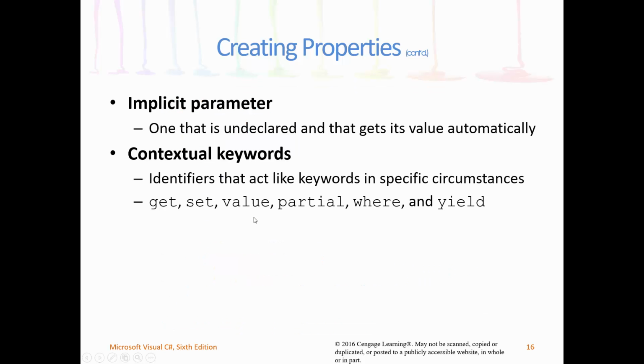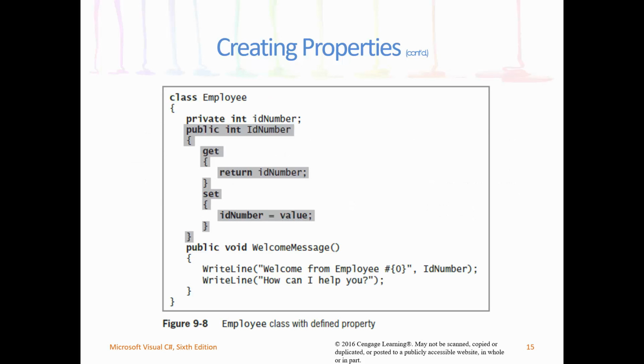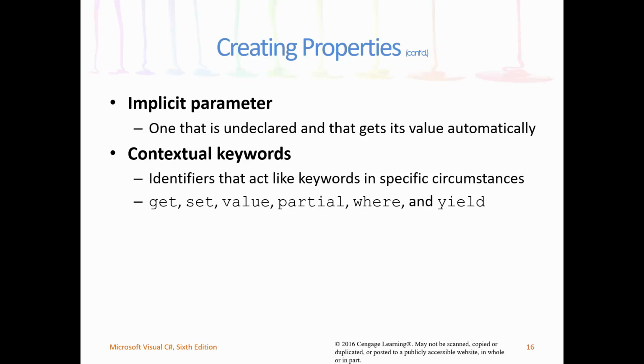Now, one thing you have to realize, we're doing something that's totally different than we've done in any chapter before. So it's of paramount importance that you read the textbook and really look and study the examples. All right, so we just looked at one way that you can do gets and sets. You can also work with what are called implicit parameters. As it says, an implicit parameter is one that is undeclared and it gets its value automatically.